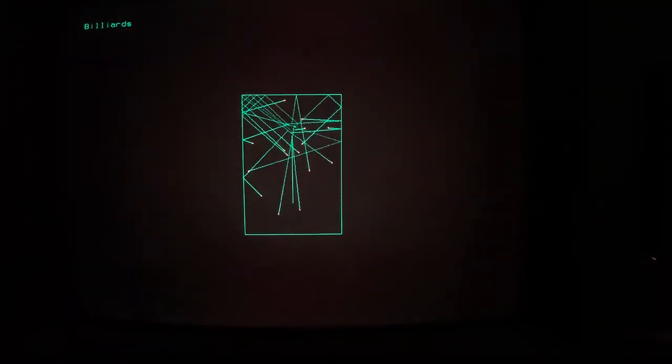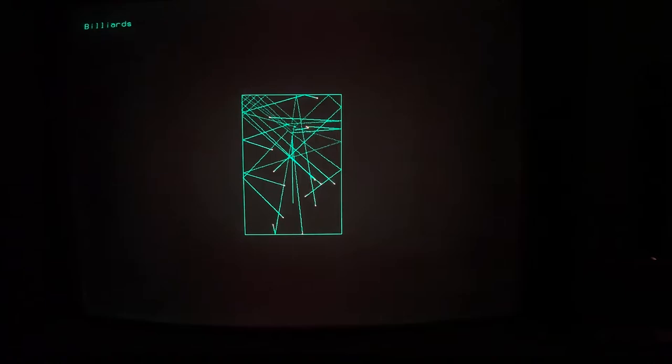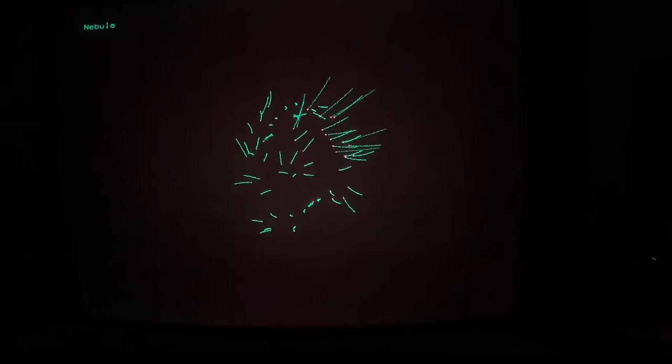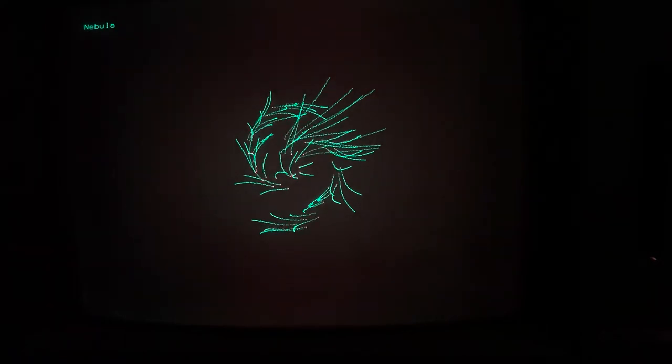Some of these images, like the previous one and this billiards image, are simulations of movement. And we see the balls, in this particular case with no pockets, where they're going to hit the wall and bounce. This is Nebula, an astronomical simulation of a formation of a spiral.